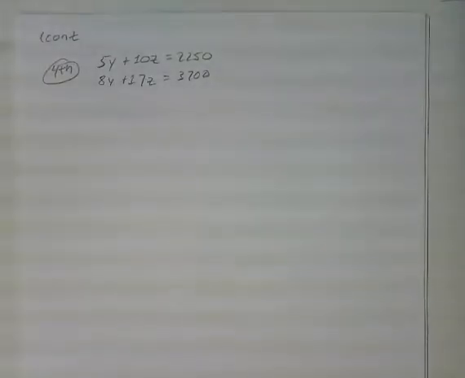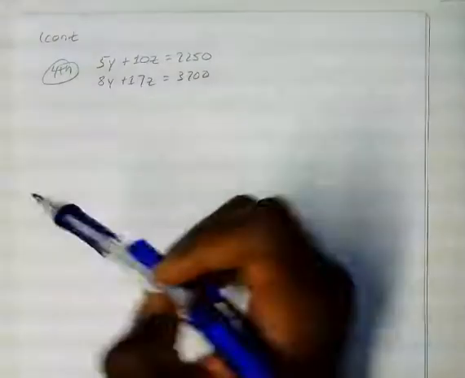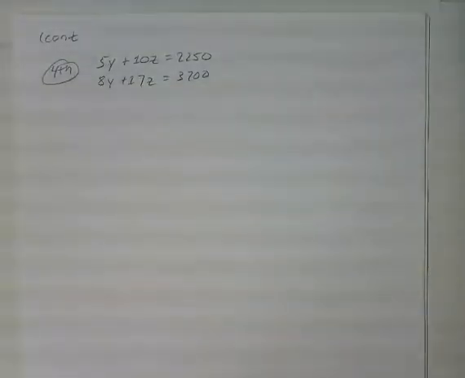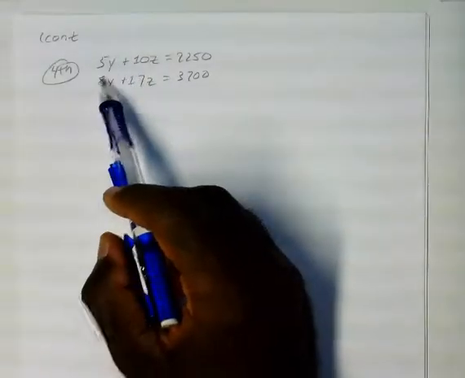Okay, now you can eliminate whichever variable you like. You can eliminate the y first, or you can eliminate the z first. I'm just going to go ahead and eliminate the y. No specific reason, but the values are simpler.